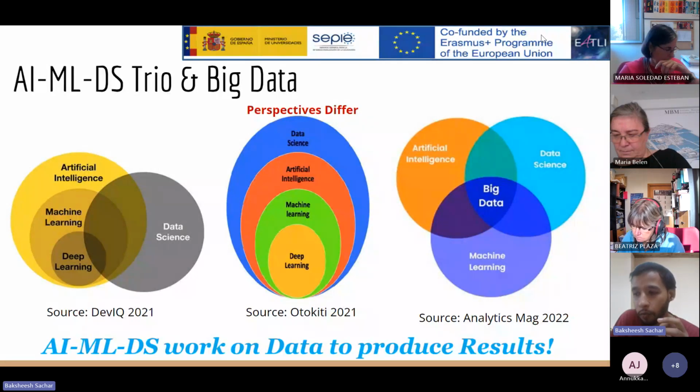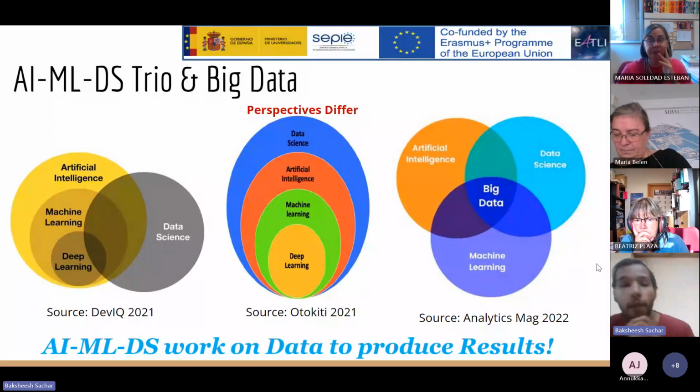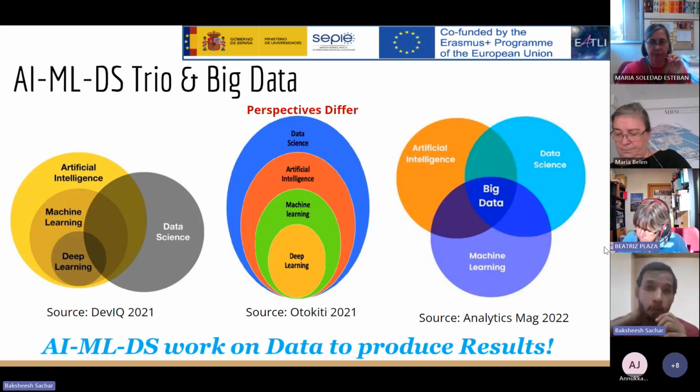There's a huge amount of research happening, ChatGPT being one of the popular ones, but otherwise as well, at a lot of institutes, a lot of research is happening on AI, ML, data science. Moving on, these are some of the examples of how these tools are used.